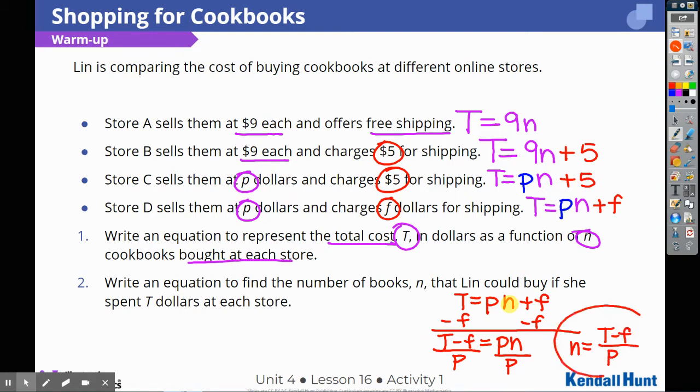And so this would be the inverse function of our original one that would allow us to find the number of books I could purchase given a total cost, a total amount for shipping, and a purchase price for the book that I'm purchasing.